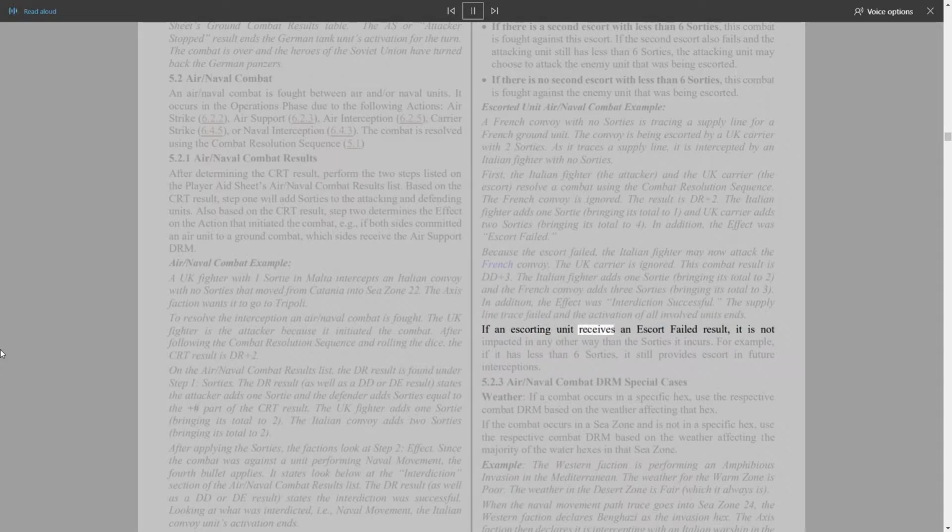If an escorting unit receives an escort failed result, it is not impacted in any other way than the sorties it incurs. For example, if it has less than 6 sorties, it still provides escort in future interceptions.